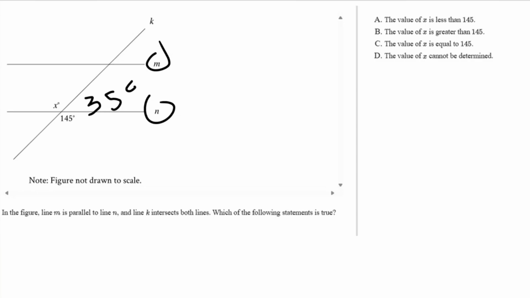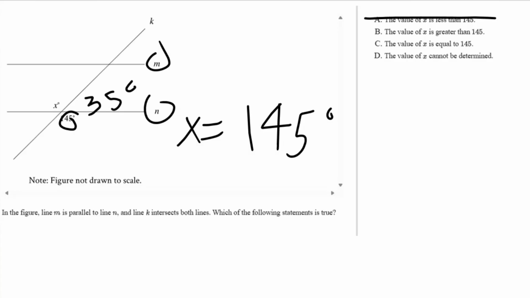Well, actually, we know that x must be equal to 145 because it's opposite of 145 over here, and 35 plus x has to equal 180, so x equals 145. That means that this one cannot be right. The value of x is greater than 145, as I just said, it's actually equal. The value of x is equal. That's going to be your answer because it matches what I just said. D says the value of x cannot be determined. As I already mentioned, it can be determined. So that's going to be how you solve that problem.